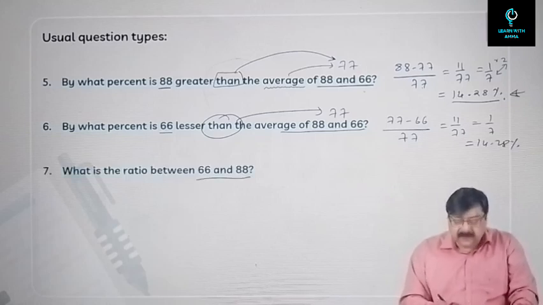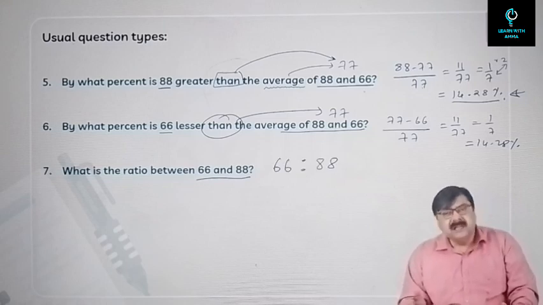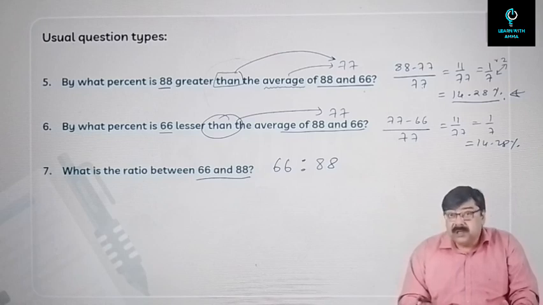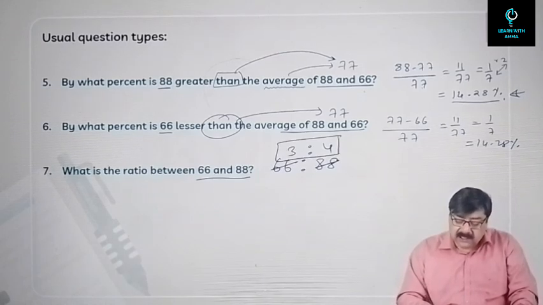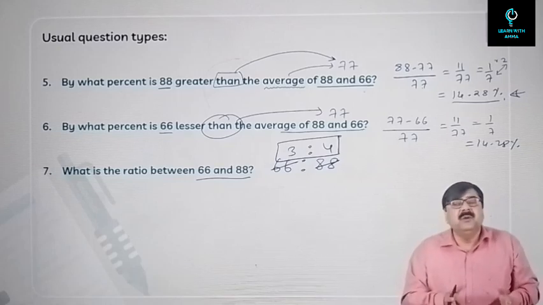Now what is the ratio between 66 and 88? Both these numbers are divisible by a common number, that is 22. So 22 into 3 and 22 into 4. So the required ratio here is 3:4. So between two quantities, you may be asked to find out the ratio.